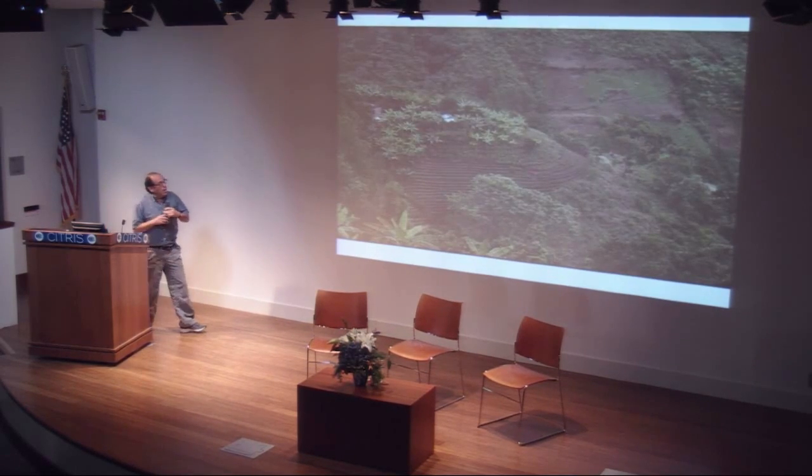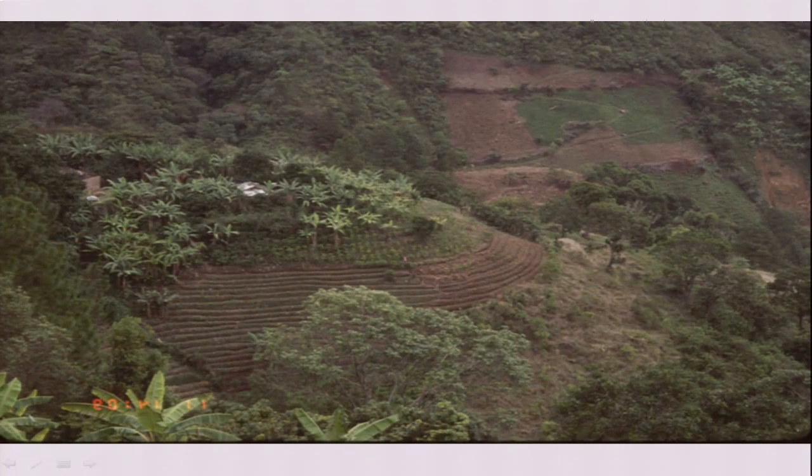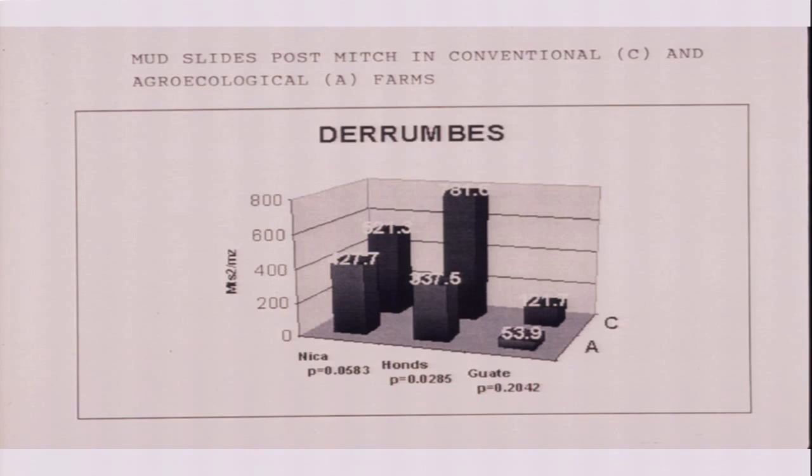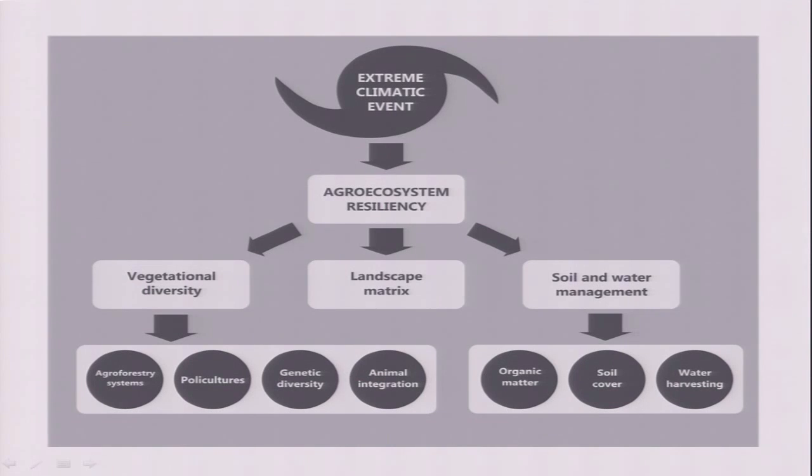And about one block from there, you can find this farm that didn't suffer any damage because it had soil cover, agroforestry systems, all the techniques that farmers traditionally have been using. So you can see there's a huge difference in the amount of derrumbes, or mudslides, in Honduras, where the hurricane was the worst. In the ecological farms, much less loss than in the monocultures. So we're finding that agro-ecosystem resilience is associated with vegetational diversity. The more diverse the systems, the more resilient they are.